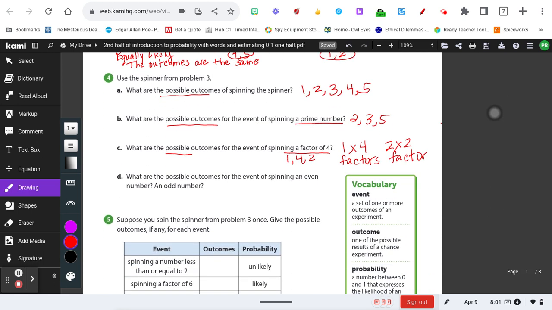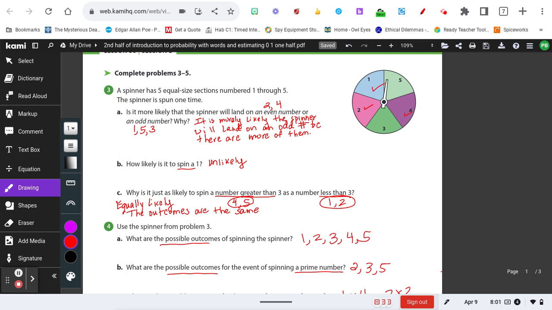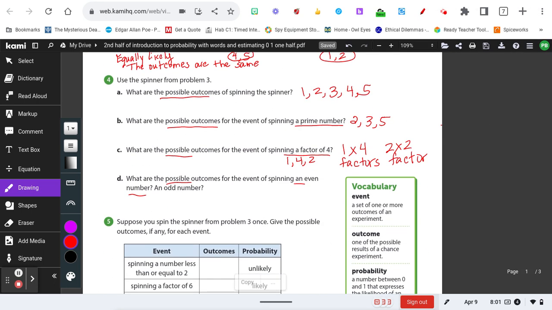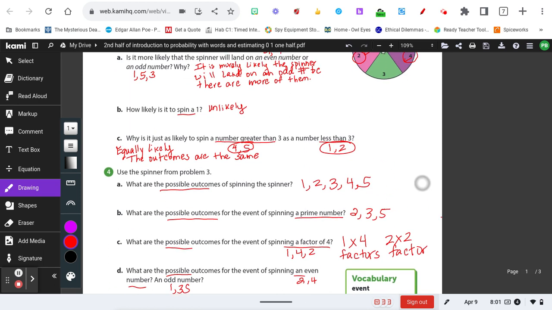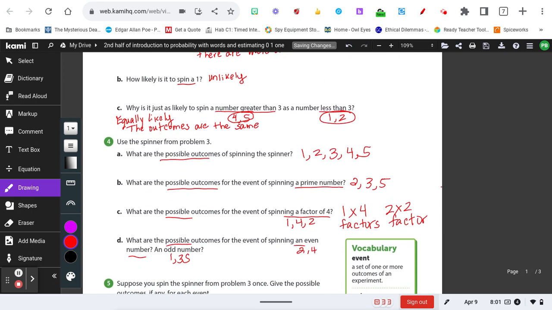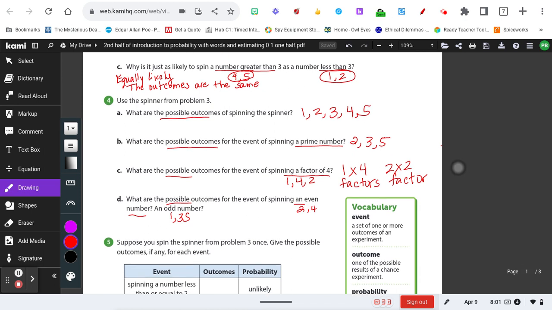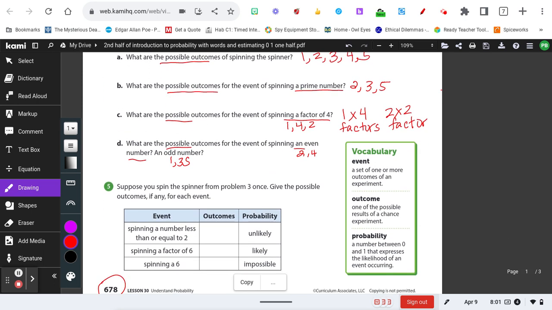All right, for D, what are the possible outcomes for the event of spinning an even number? Okay, so I'm looking at my even numbers. My even numbers are only 2 and 4. 2 and 4 are the only even numbers. And the odd numbers were 1, 3, and 5. So this to me kind of mimicked 3A, but 3A is actually which one is it more likely to land on, and 4D is actually for the outcomes.